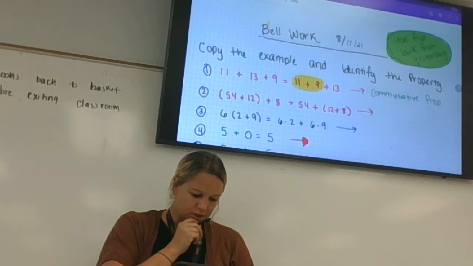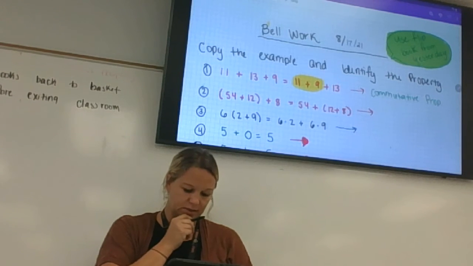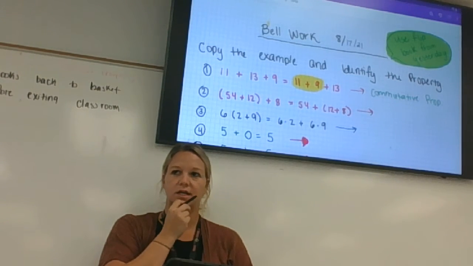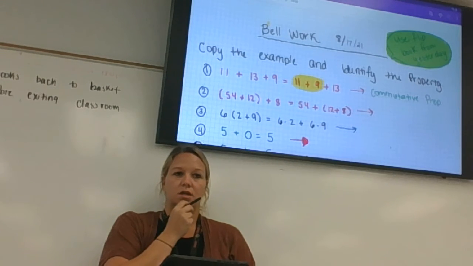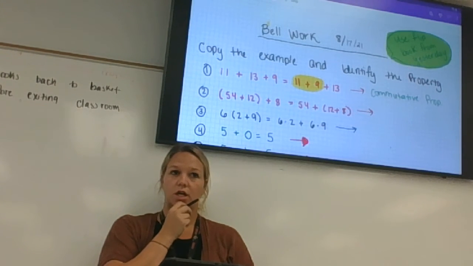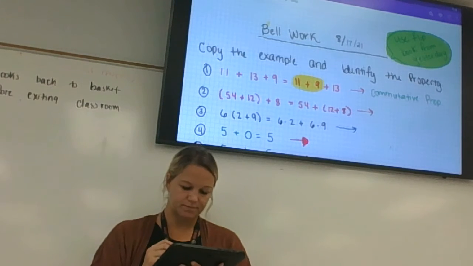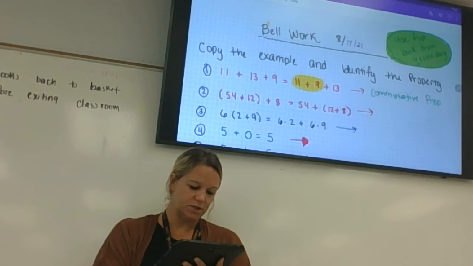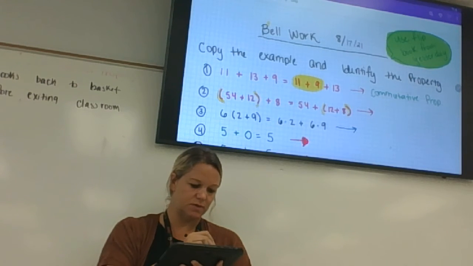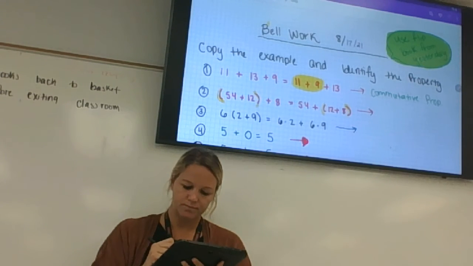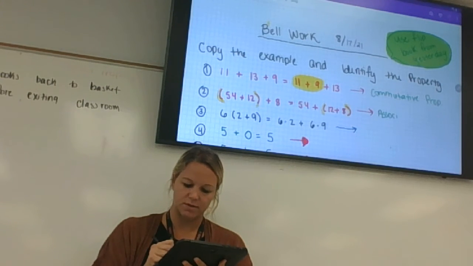All right, what changed in number 2? Somebody else from the left side to the right side. How did the problem change? Did the numbers change their order? No, go ahead. The grouping symbols changed this time. The numbers didn't move. The parentheses moved. So what's that called? Associative is when the parentheses move.